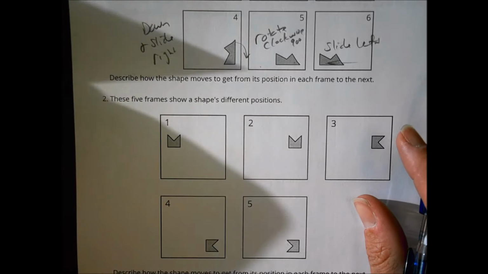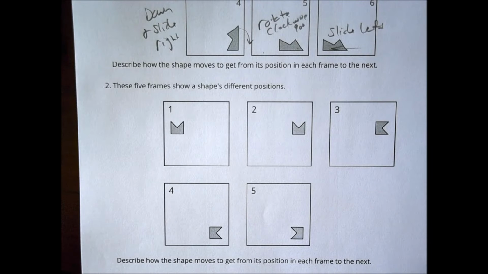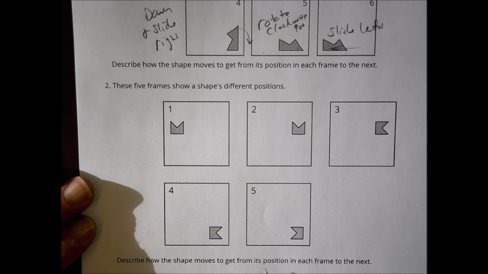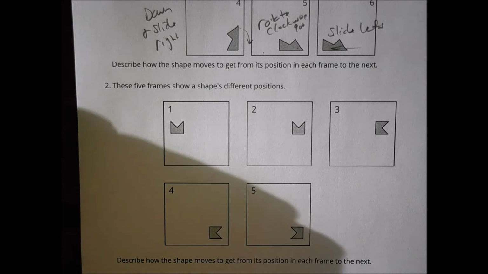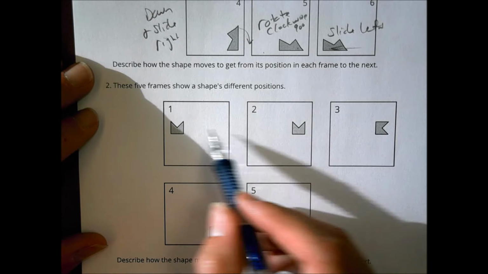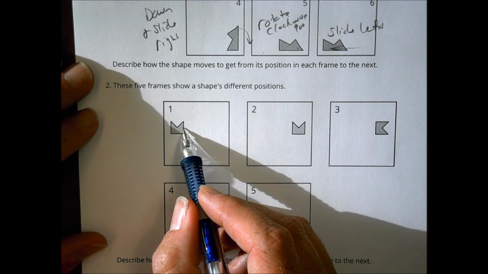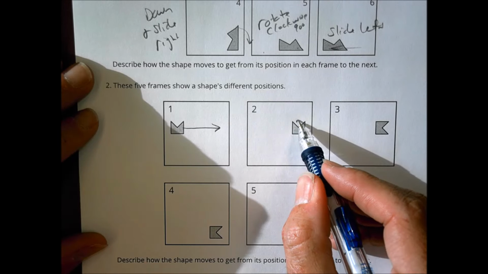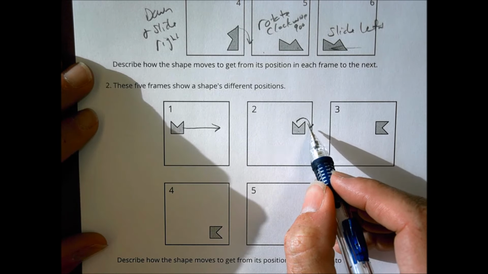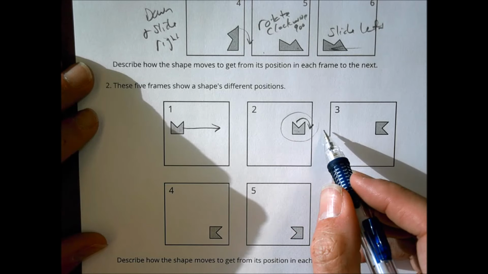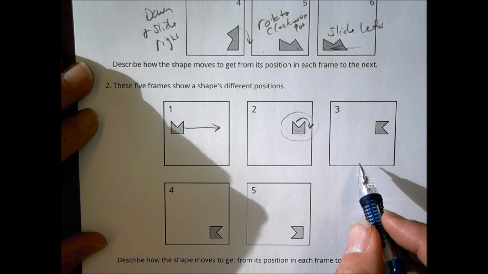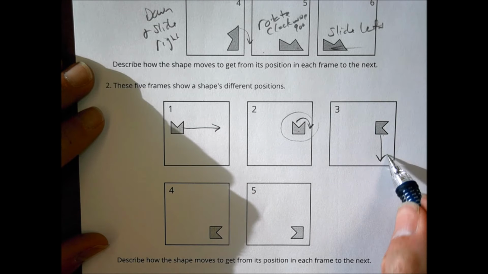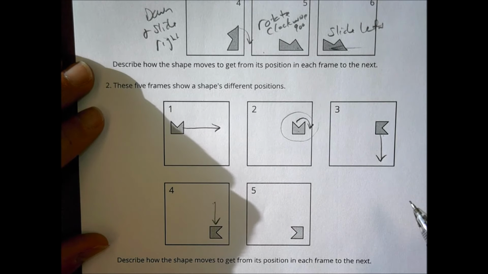For number 2, it says these 5 frames show a shape's different positions. And it just says describe how the shape moves to get from its position in each frame to the next. Again, you want to use your words to talk about how it's moving. So the first one's here, and it looks like from 1 to 2 we're going to be sliding to the right. When we look from 2 to 3, we're going to be rotating this, it looks like, clockwise because we're going like a clock, and we're going about a quarter turn, 90 degrees. To go from here to there, we can see we're going to be sliding it down. Right, we're coming from here, sliding it down to move further.